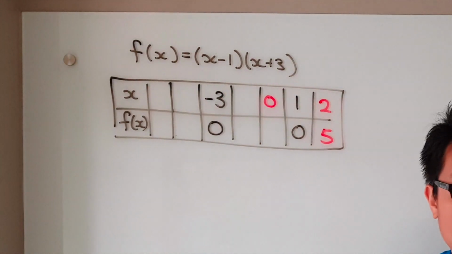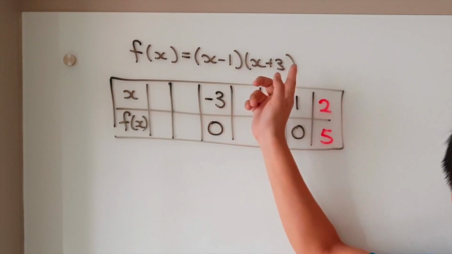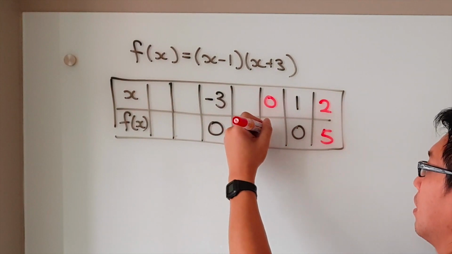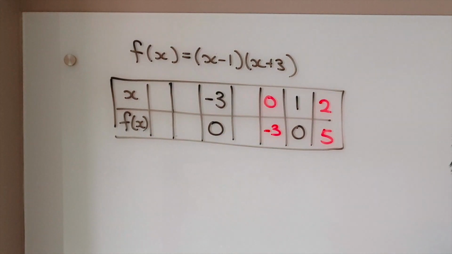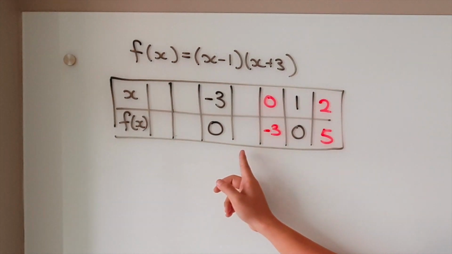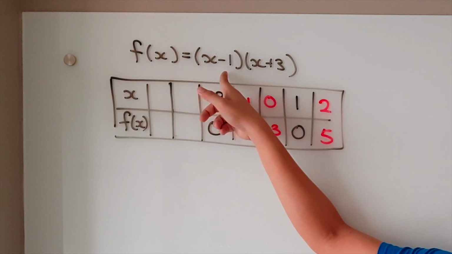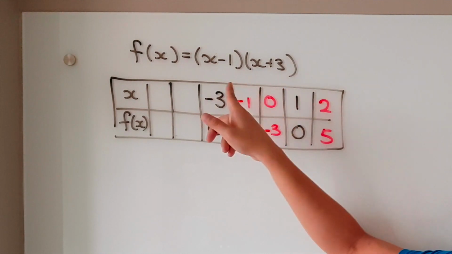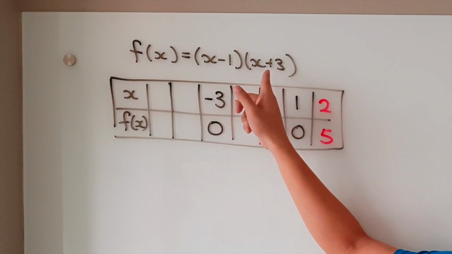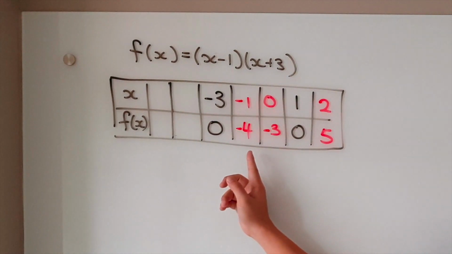Now what happens when x equals 0? We have 0 minus 1, which is negative 1, times 0 plus 3, which is 3. So negative 1 times 3 gives us negative 3. Now this gives us a value less than 0. Not exactly what we're looking for, because we're looking for f(x) greater than 0. Let's try maybe negative 1. Negative 1 minus 1 gets negative 2, negative 1 plus 3 gets 2. So negative 2 times positive 2 gives us negative 4. Once again, it doesn't give us a positive f(x) value.